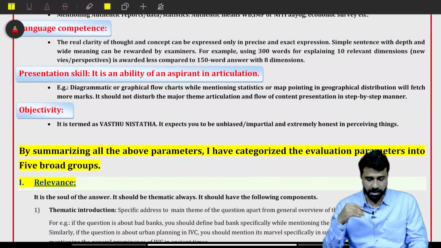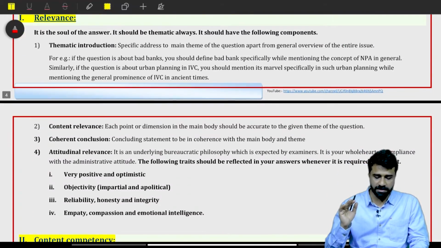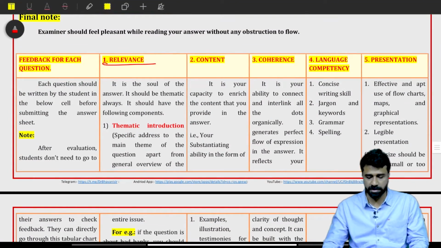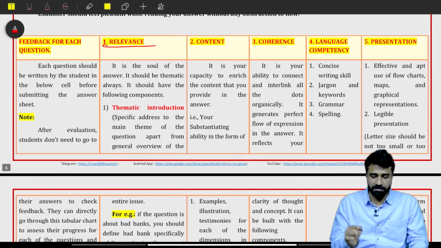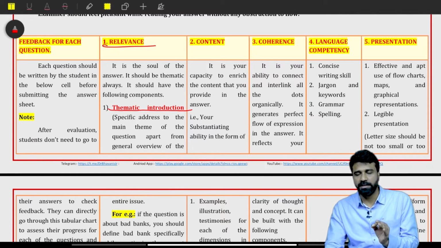Before coming to that part, I am giving you the summarizing elements of all these evaluation parameters, categorized into 5 broad groups. What are those groups? First thing is relevance. Relevance is the soul of the answer, that I have told you several times, but this relevance has thematic relevance, meaning it should address the exact demand of the question. The main theme is the exact demand of the question.